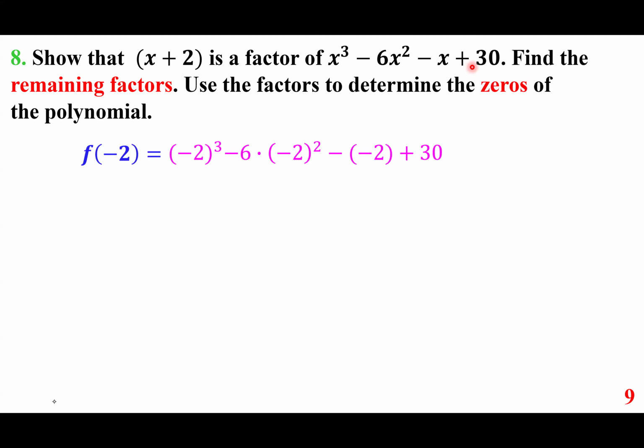And so minus 8, this is positive 4 minus 24 plus 2 plus 30. I hope you see that it's -32 plus 32, that's 0. That's a proof. If f of -2 is 0, then x plus 2 is a factor of that.